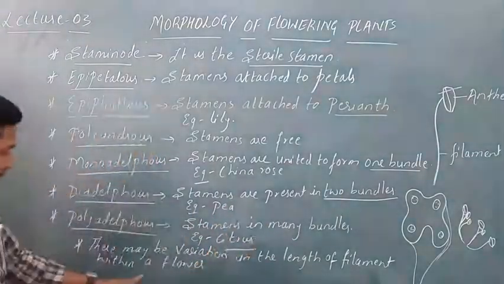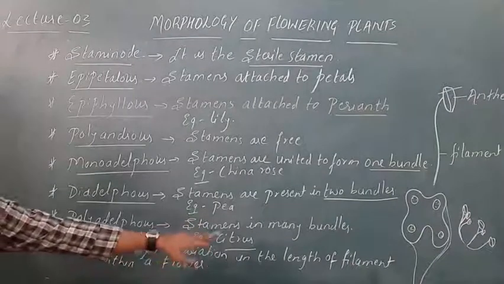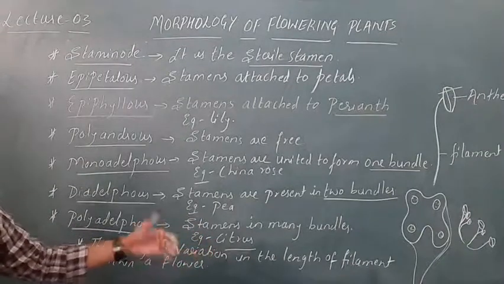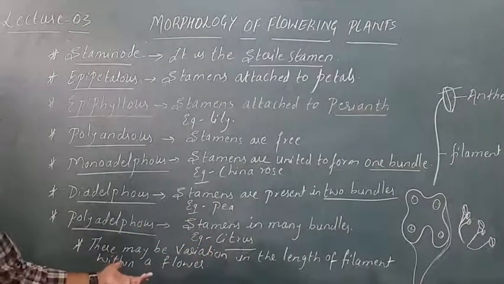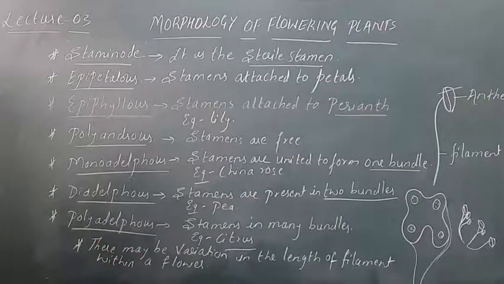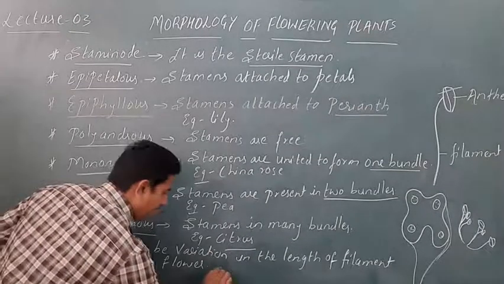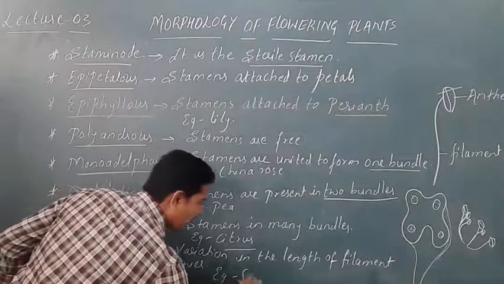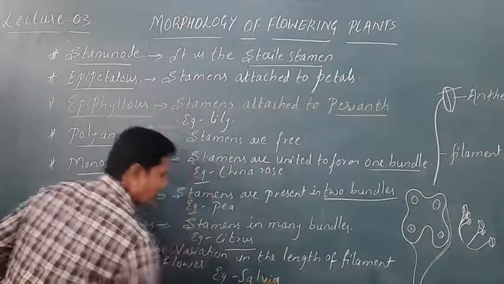So that's why such type of variation in the length of the filament is observed within a flower in plants like salvia and mustard. So example for this is salvia and mustard.